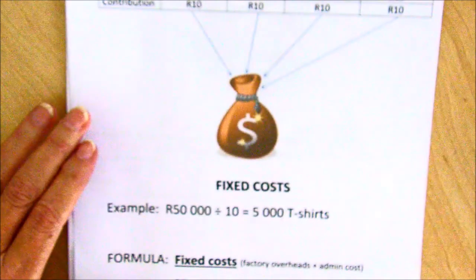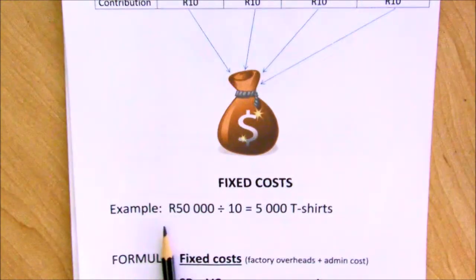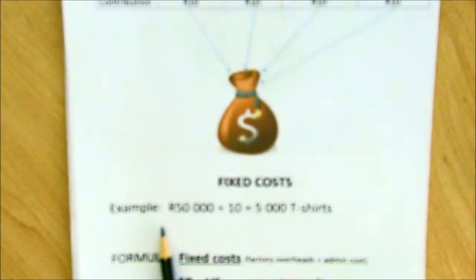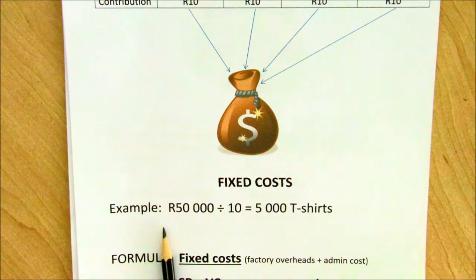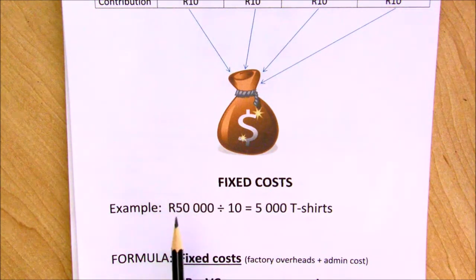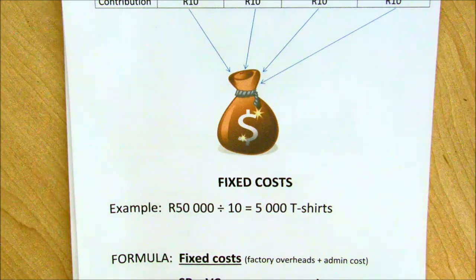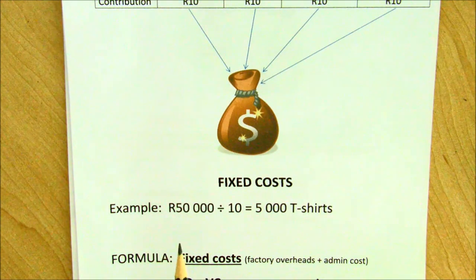And if we take an example that I have my fixed cost, which is my rent, my factory, all my factory overheads, and my admin costs. That the fixed costs are basically your factory overheads and your admin costs. That comes to 50,000. Now that will stay the same over a period of time.